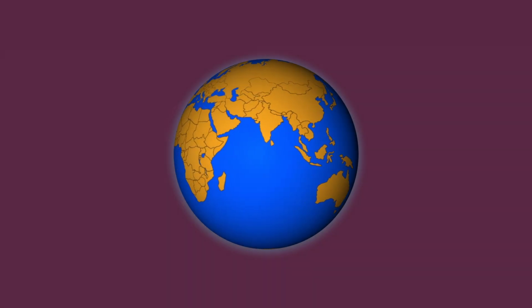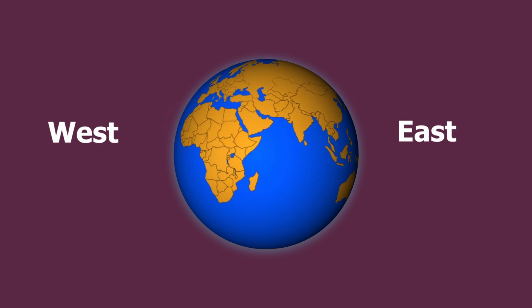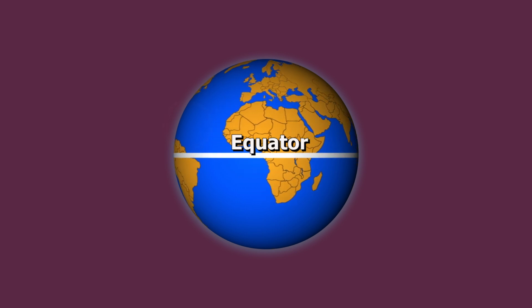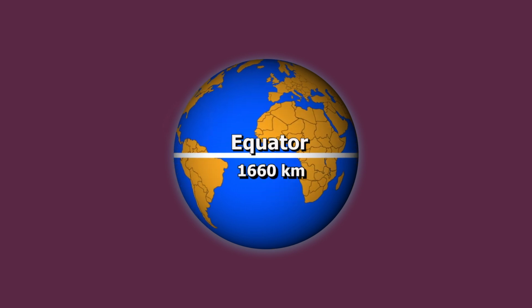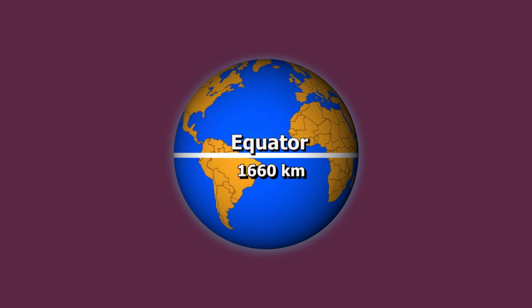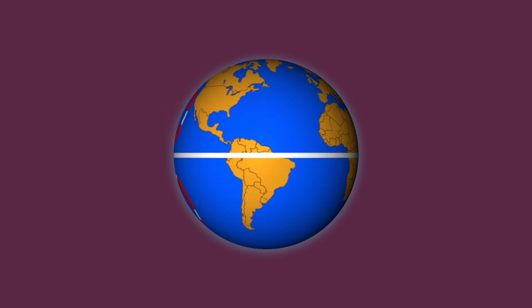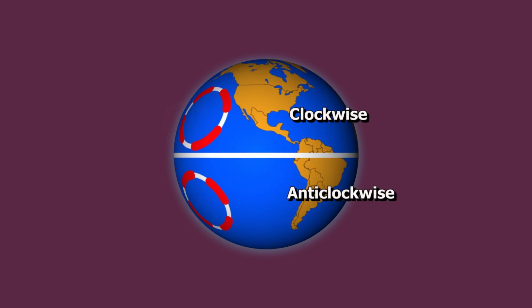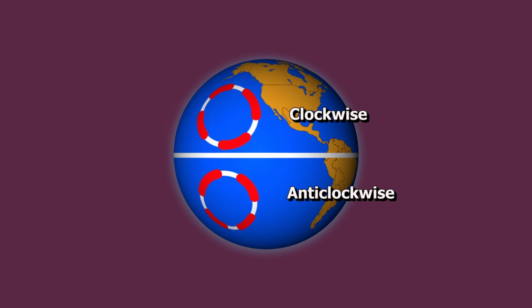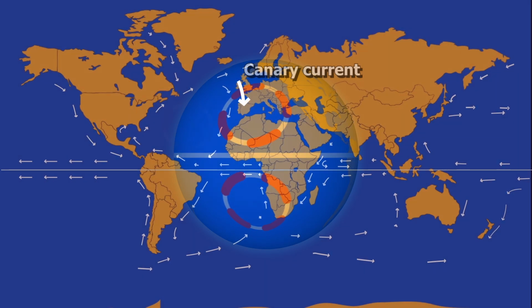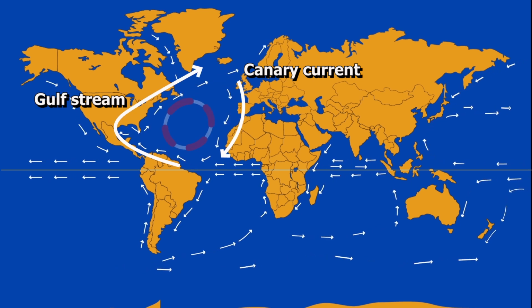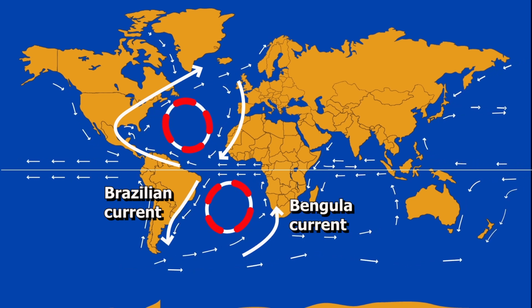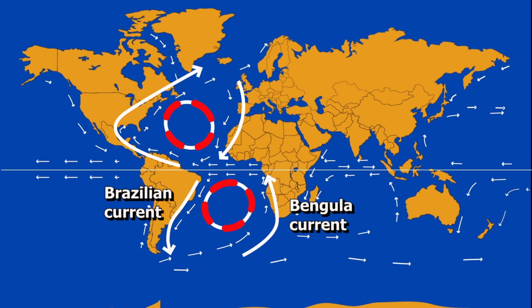Next one is the Earth's rotation. The Earth rotates from west to east. First of all, the speed of rotation of the Earth is maximum at the equator. That is around 1600 kilometers per hour. So all moving bodies, that is winds and ocean currents, move in a clockwise direction in the northern hemisphere and anti-clockwise direction in the southern hemisphere. For example, if we take up the Canary and the Gulf Stream in the northern hemisphere, they are moving clockwise, whereas the Brazilian and the Benguela current, if you look at, they are moving anti-clockwise direction.